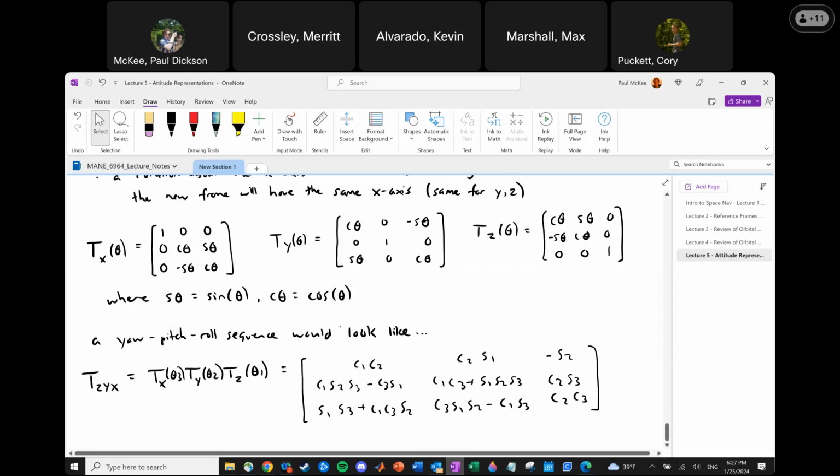What I will often do if I'm coding it is I will just build TZ, and then I'll build TY, and then I'll build TX, and then I'll multiply them. It's more operations, but it's just a little bit easier for me, and it's fine if we're just doing homework assignments in that lab.